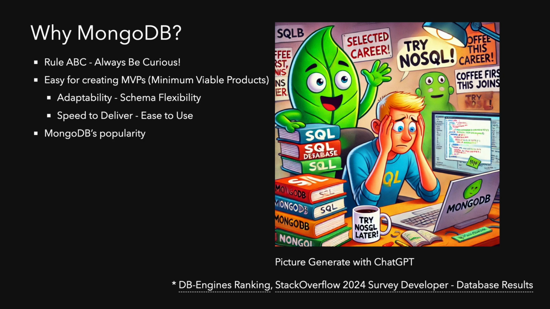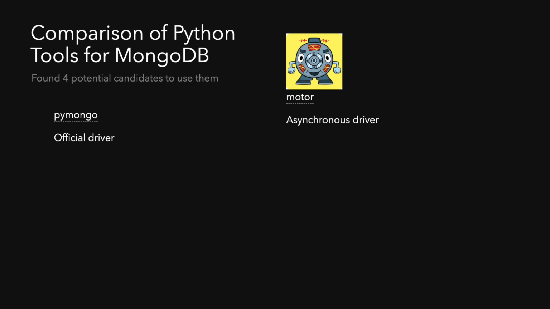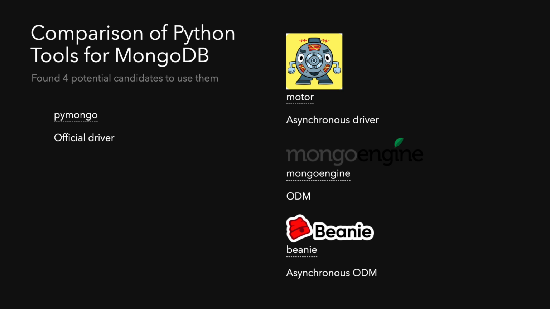Okay, let's compare some Python tools for MongoDB. I found four beautiful princesses, potential candidates. First is PyMongo. It's the official driver. Next we have Motor, beautiful logo, and it's an async driver. MongoEngine is our third princess. It's an ODM, and the last is Beanie, and Beanie is an async ODM.